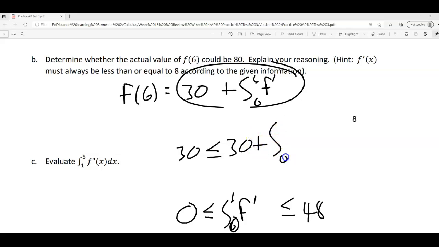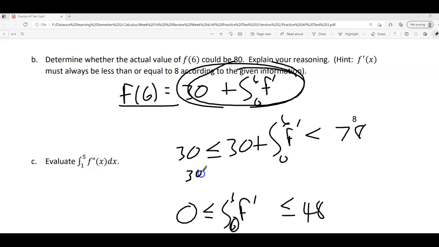30 plus the integral from 0 to 6 of f prime. And then 30 plus 48 is 78. Now, why did I change all this stuff in the middle here? Why did I change f prime to be an integral of f prime plus 30? Well, because that integral of f prime plus 30 is f of 6, right?